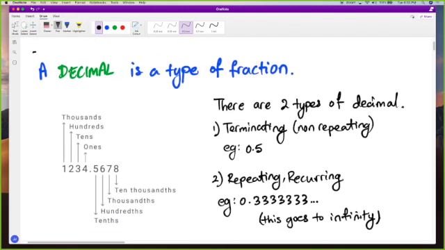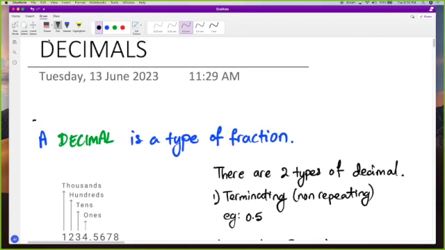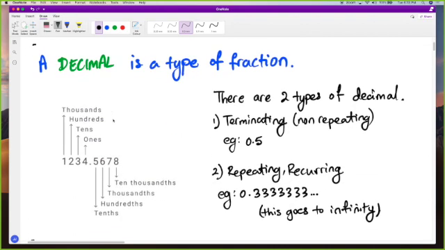But what we are going to do is continue with fractions today, and we're going to do a different type of fraction, and this type of fraction is called the decimal, right? And so a decimal is a type of fraction, and this is where you have to write your notes, right? And you can see that we have an example of a decimal over here.